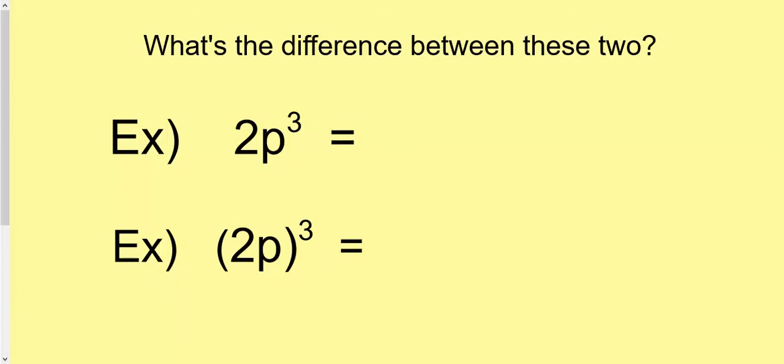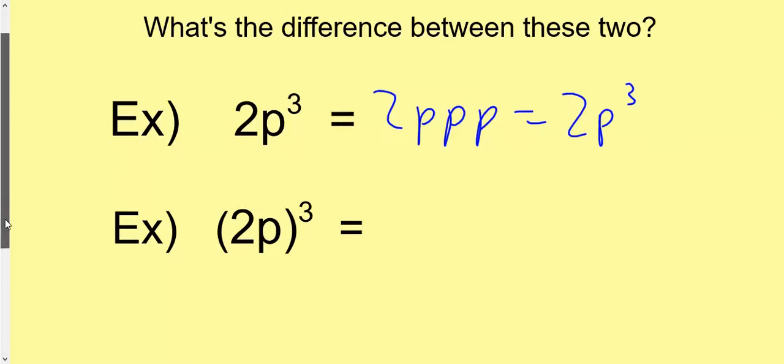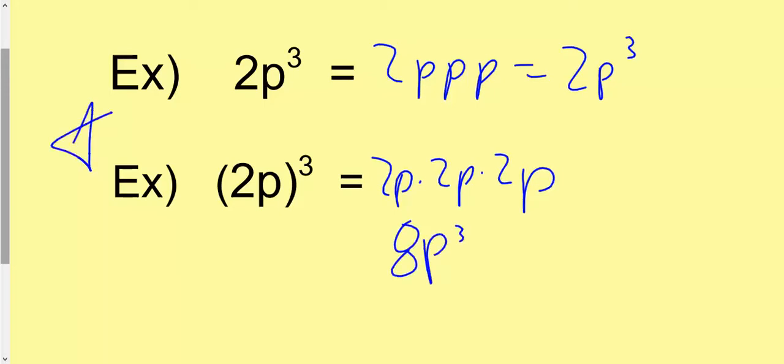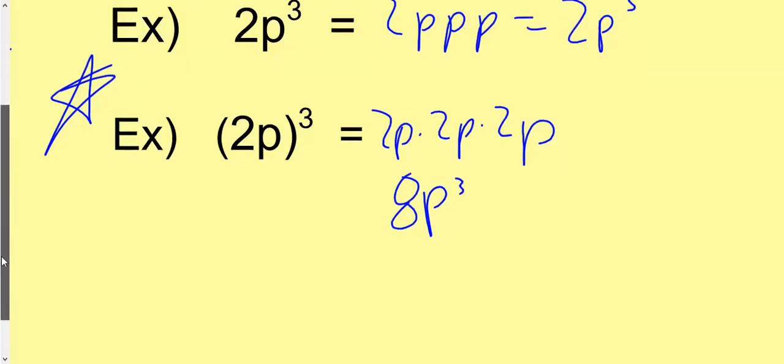And then here I have 2p, which is 2p cubed. This is already simplified, actually. This one is 2p times 2p times 2p. This 3 belongs to both values, so you have actually 8p to the third. So these are also slightly different but very significant.